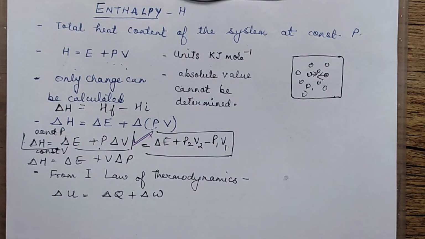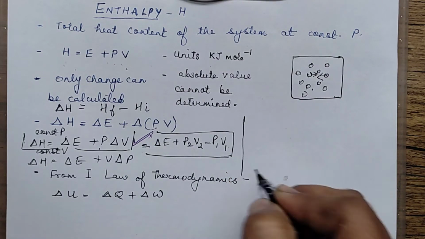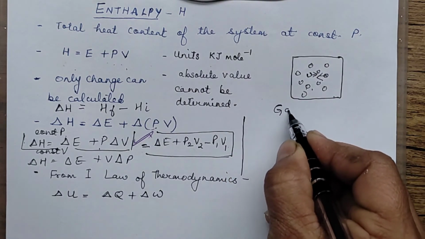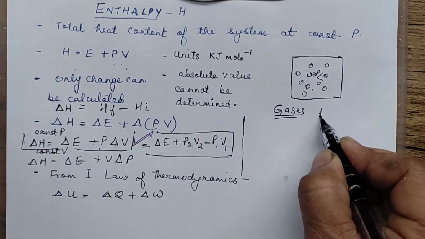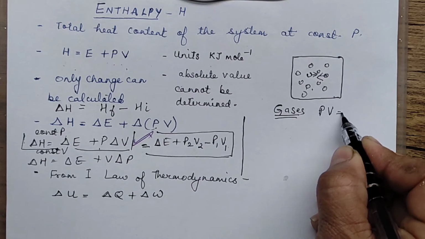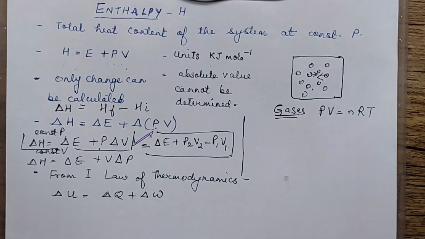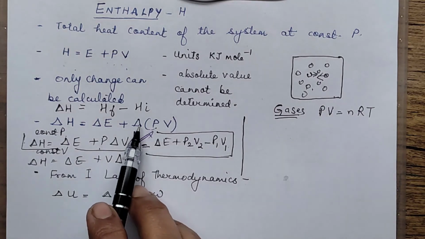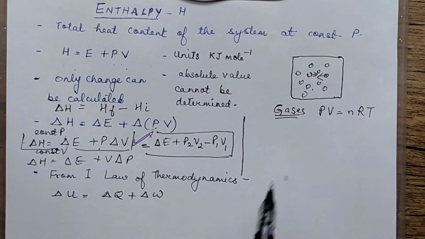Now, another important thing here is, if we are talking about gases, then we can make use of the ideal gas equation, that is PV is equal to nRT. For ideal gases we can use PV is equal to nRT. So instead of this delta PV, we can write delta nRT.